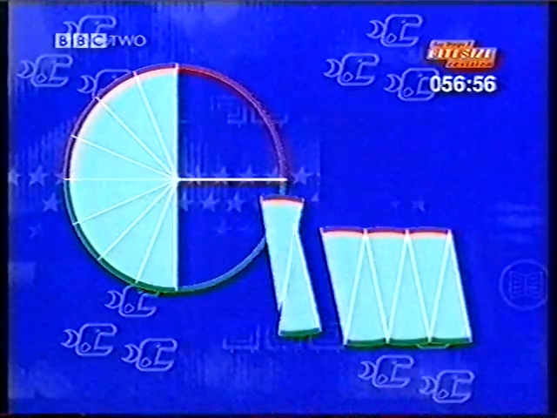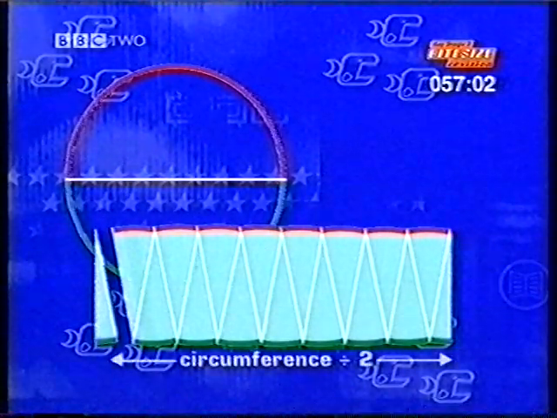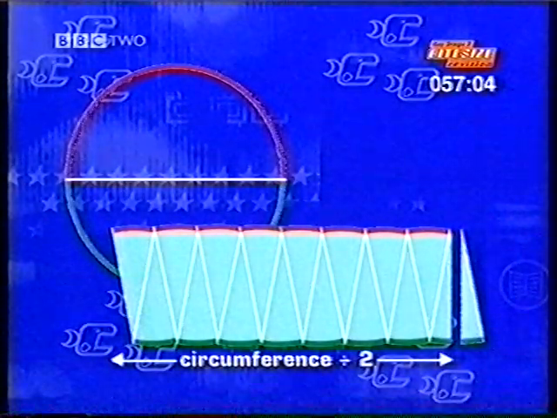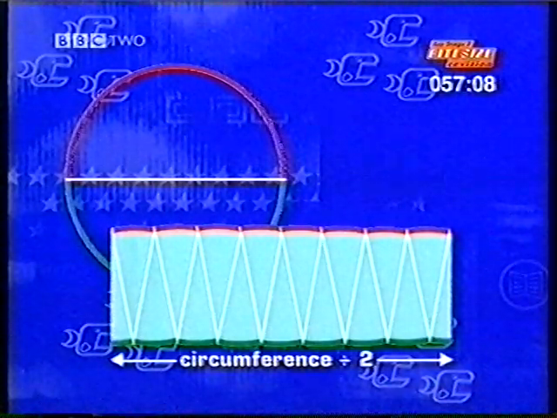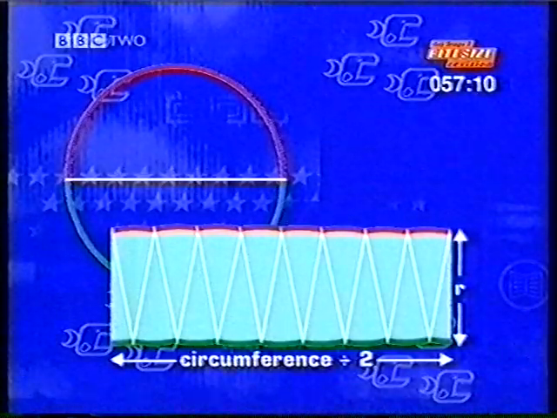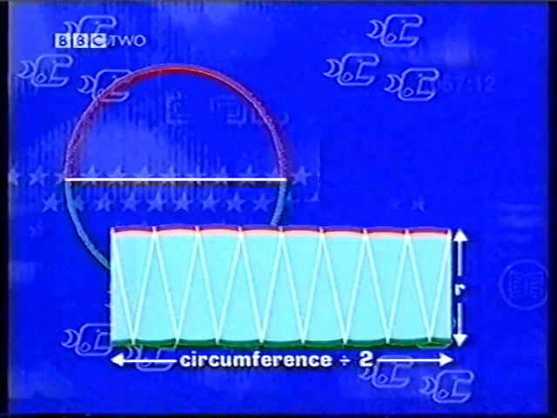Alternatively, we can cut the circle into equal sectors. This shape is, well, nearly a rectangle. Half the circumference of the circle roughly forms the length or one side of the rectangle, and the height of each of the segments is approximately the radius of the circle.